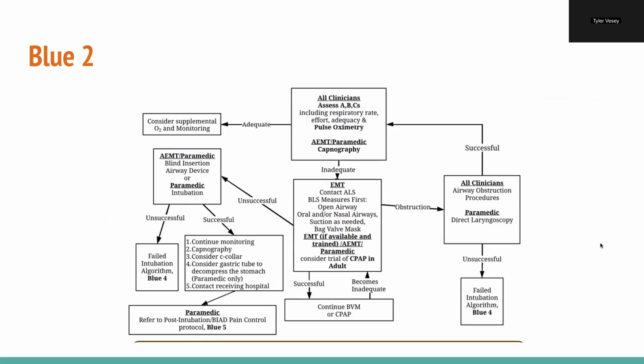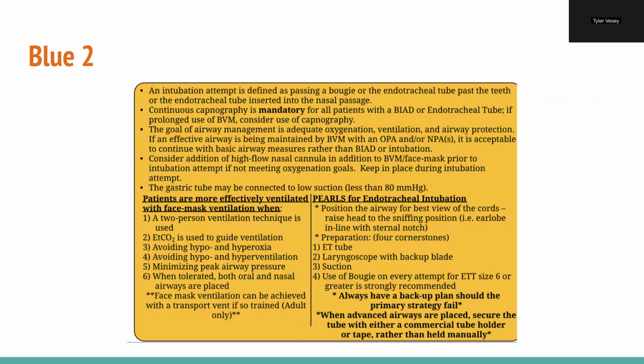It really just talks about going BLS to ALS. Some good pearls though at the bottom of this. Continuous capnography is mandatory for all BIAD or endotracheal tube placement, or if you have prolonged use of a BVM, you can consider the use of capnography. I don't think we've ever run into an issue with people not placing capno on our iGels or ET tubes, but that is, again, the gold standard to confirm that we're in the right spot.